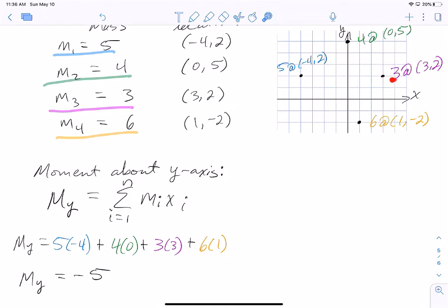And even though we have the mass of 3 and the mass of 6, and they add up to 9, the mass of 5 is farther away from the y-axis, and so it contributes more to the tendency to want to rotate. Now we can consider the moment about the x-axis. And I actually want you to pause the video, see if you can write down a sigma notation that will tell what m sub x is, and then see if you can do the computation. Go ahead and pause now.